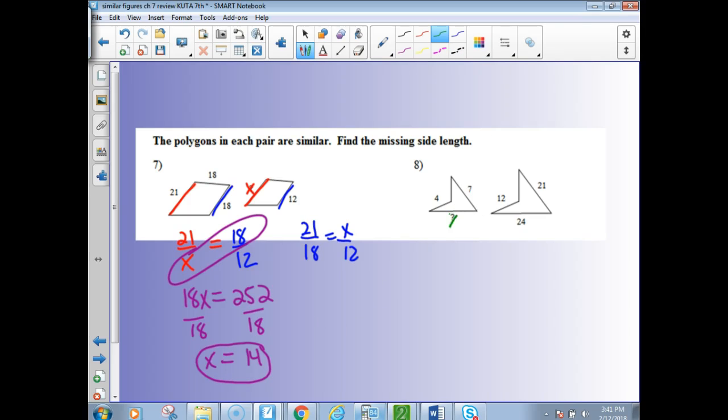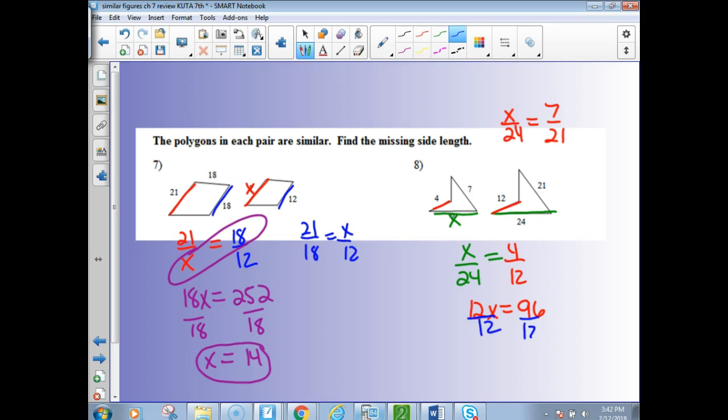Okay, the next one, if I put an x where the question mark is, that's going to correspond to 24 in the second figure. X over 24 equals, now I need a pair of sides with numbers on them. It doesn't really matter which one I use because they should be in the same ratio. So I can do 4 over 12. If you chose to do x over 24 equals 7 over 21, you will get the same answer. The one I did, you get 12x equals 96, and then if you divide by 12, you'll get 8.